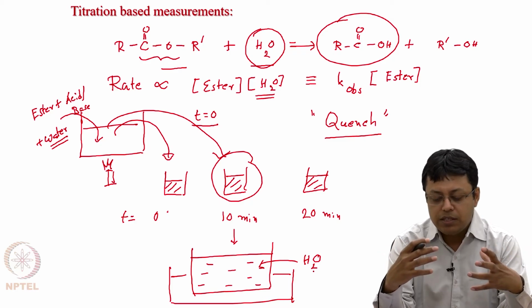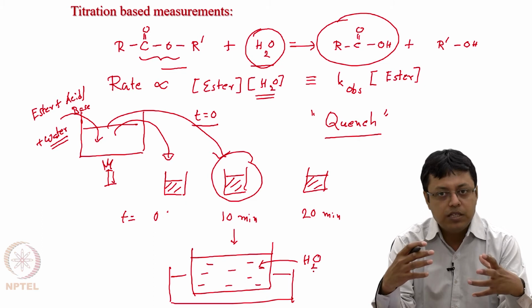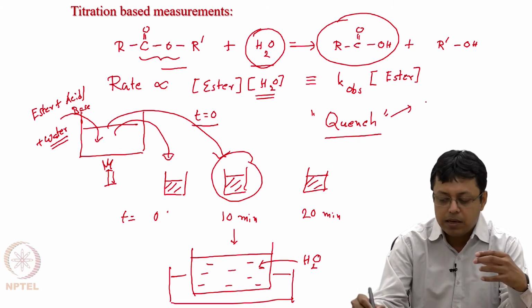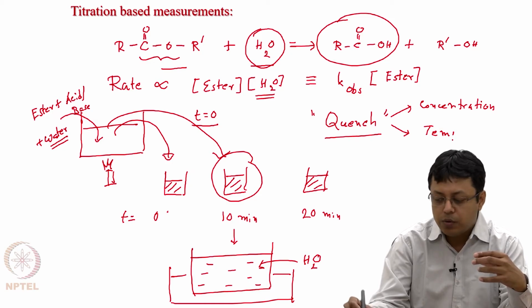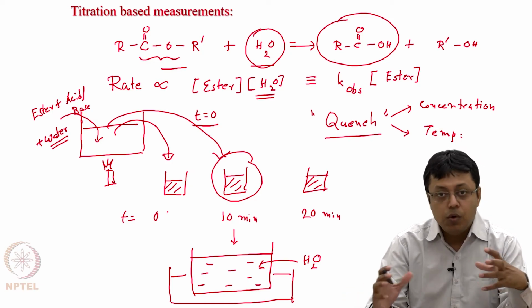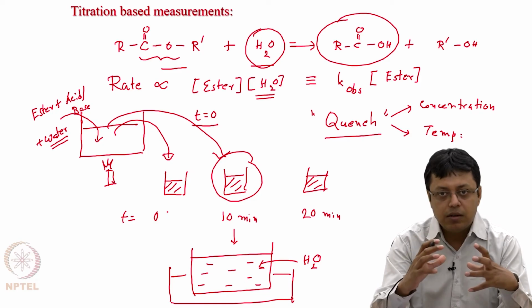So in general, you do two types of quenching here. One is concentration quenching, because you diluted the reaction mixture, and secondly you also did a temperature quenching. So you cool down the temperature so that you can arrest the reaction.